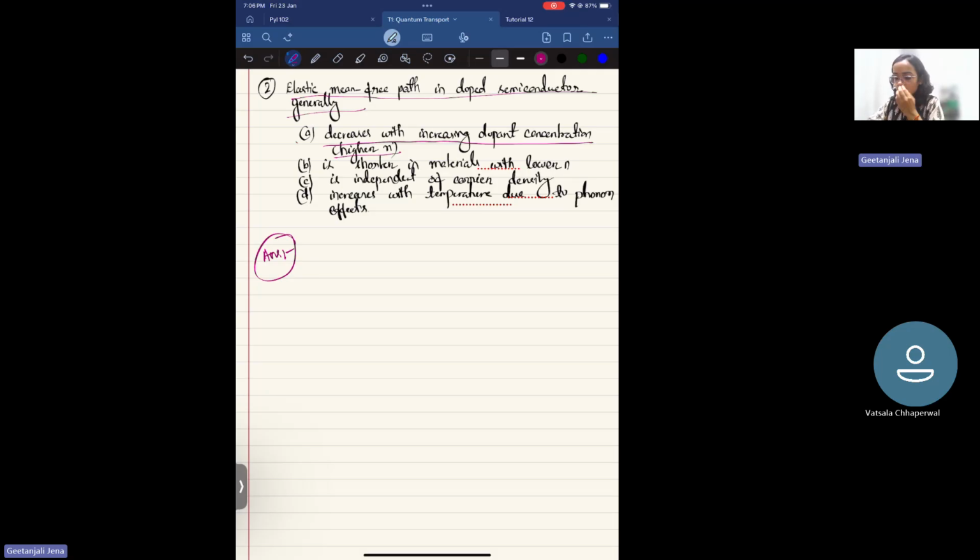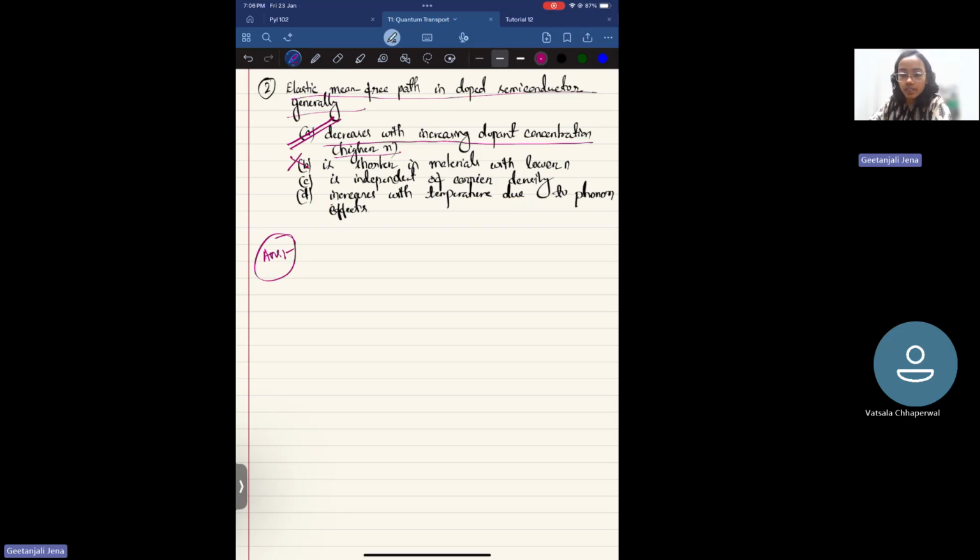So the answer to the question is already A. Let us see whether the other options are also correct for the elastic mean free path or not. Option B is that it's shorter in material with lower N, which is not true. Whenever the dopant concentration is less, the elastic mean free path increases. So it's inversely proportional to the doping concentration. Whenever you increase it, the elastic mean free path will decrease, and whenever you lower the doping concentration, it will increase. So it is not true.